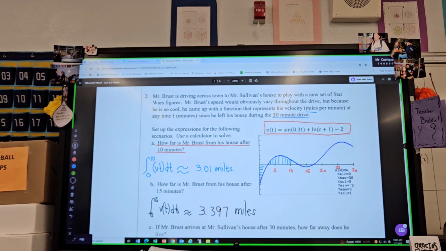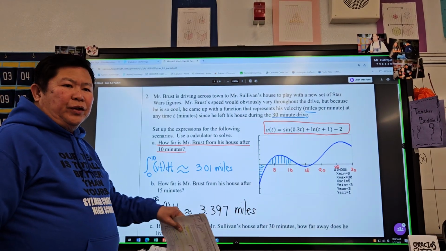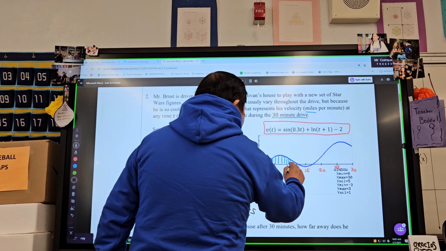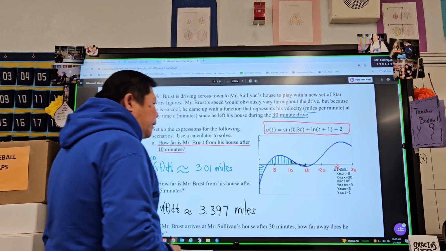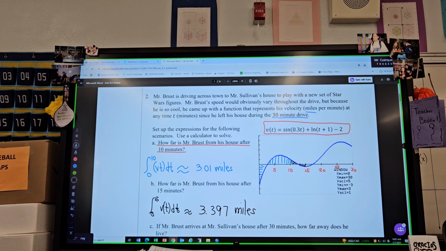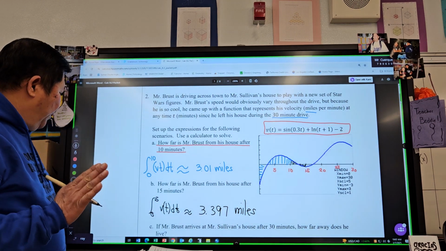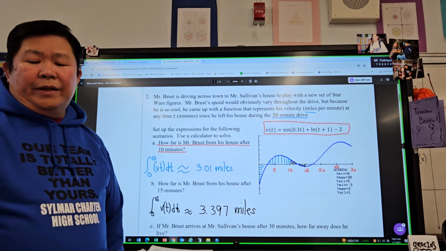So that means for the first 15 minutes, he already traveled 3.397 miles. So until here, from 0 to 15, you already covered 3.397. Okay, now before we do letter C, this is the scenario, guys.